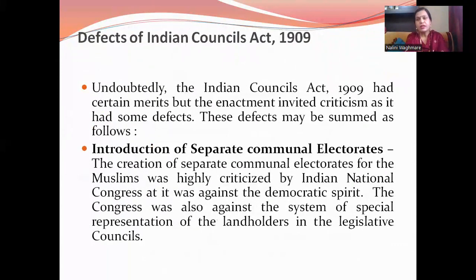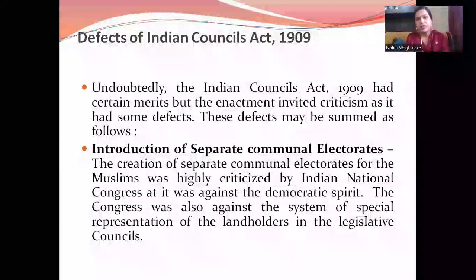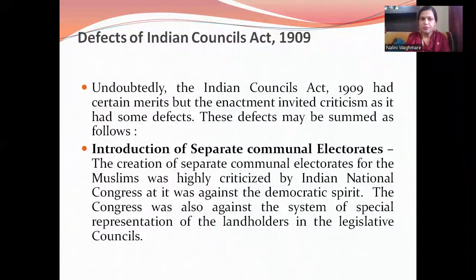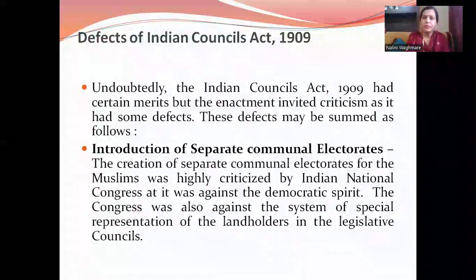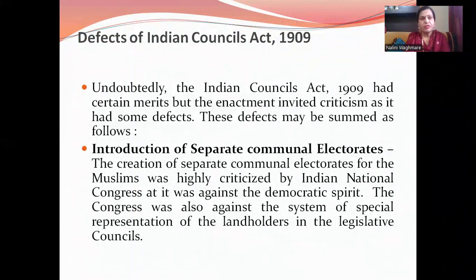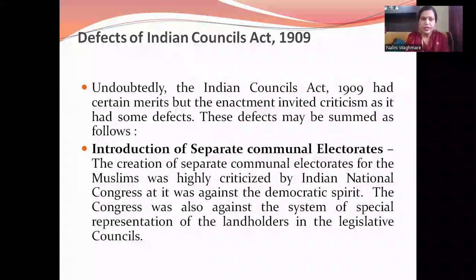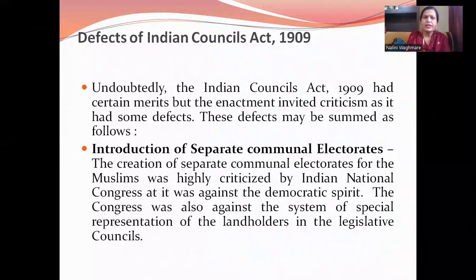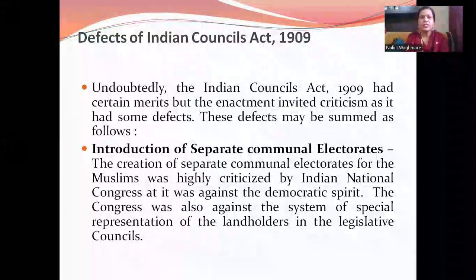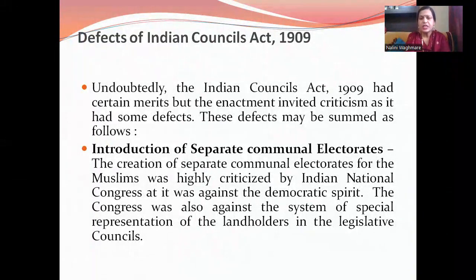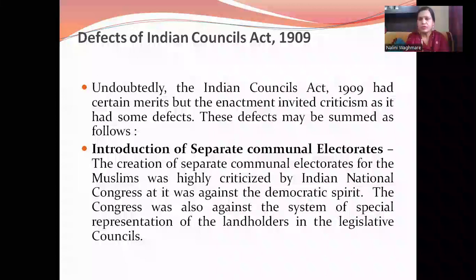So we have seen the provisions of the act. Now, why did this act have some demerits also? Defects of the Indian Councils Act 1909. Undoubtedly, the Indian Councils Act had certain merits, but the enactment invited criticism as it had some defects. Its defects may be summed up as follows.